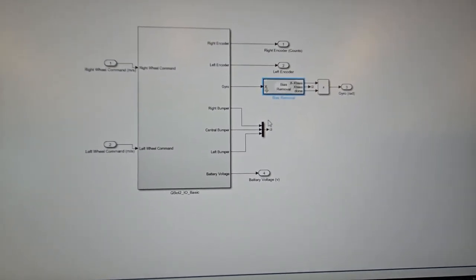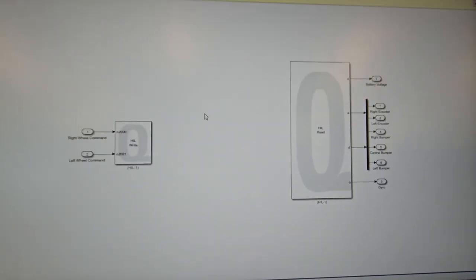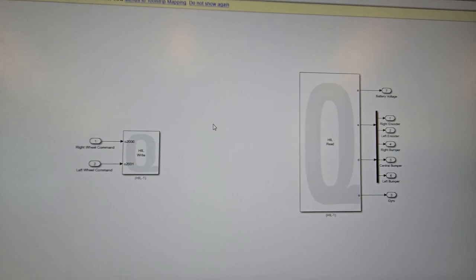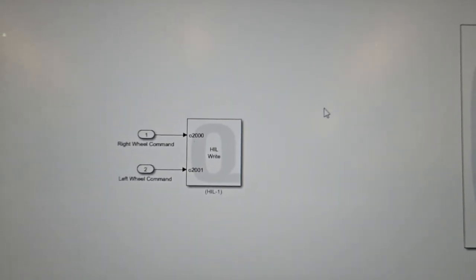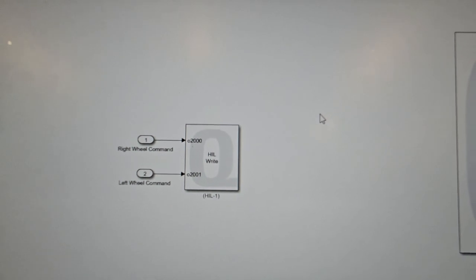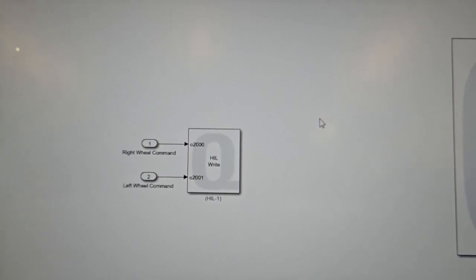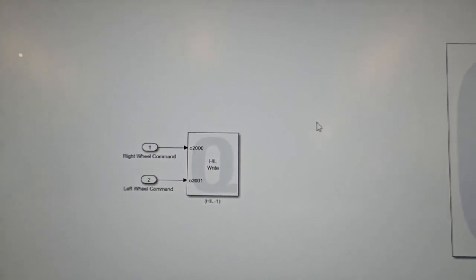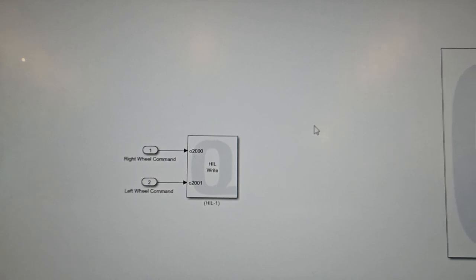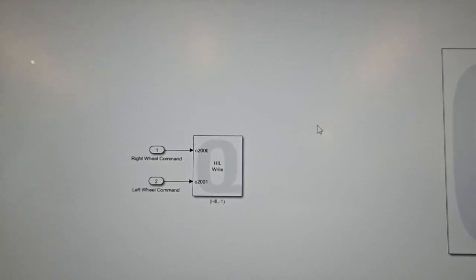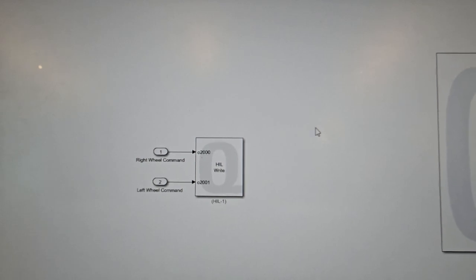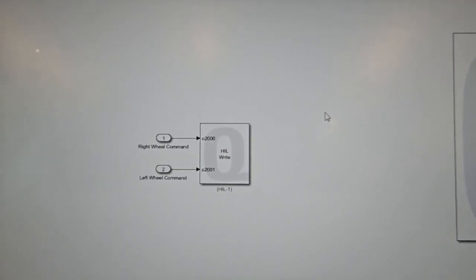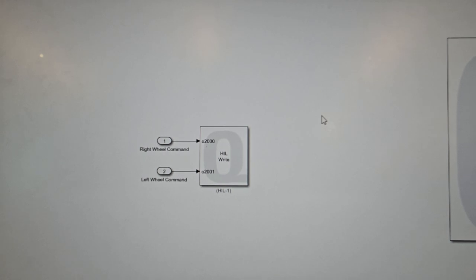If you go here and go inside this one, these are the two major blocks of the Qbot. The first one is called HIL Write. This is the block that sends the speed commands to the right and to the left motors, so you can directly control the motors by speed. You don't even need to give it a torque. So you don't go into the kinetics. You just control it directly with kinematics, and that is a big advantage.